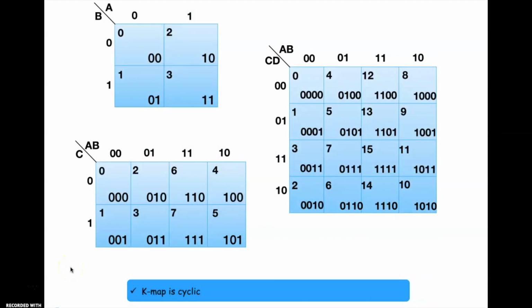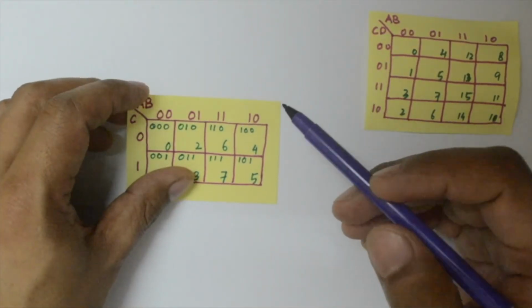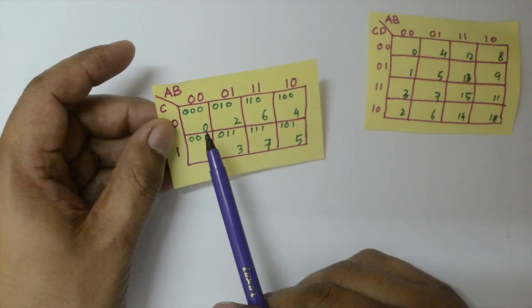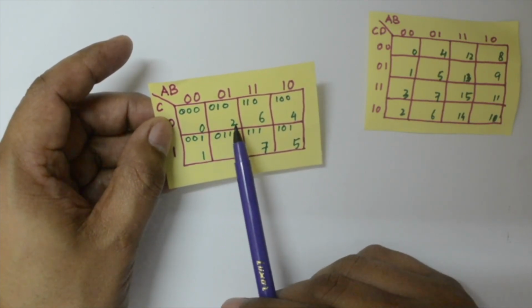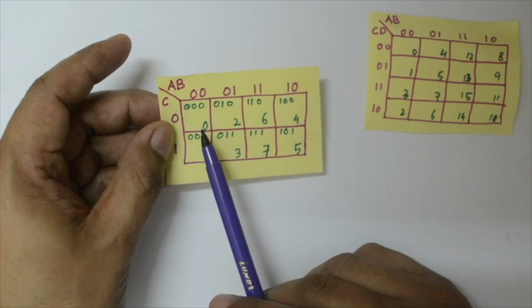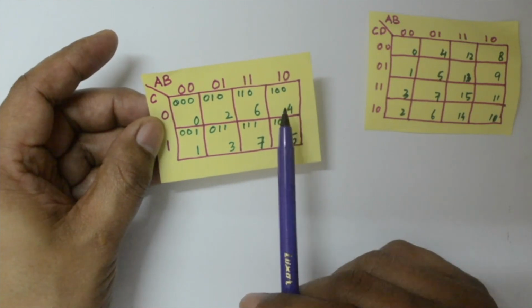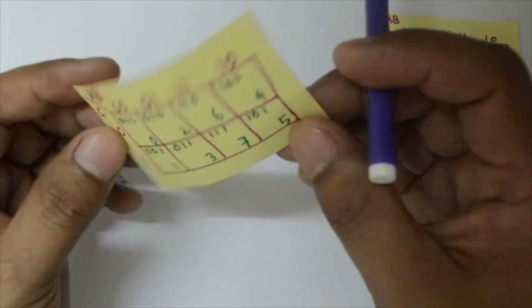Since the KMap is cyclic, the outer columns or the outer rows in the KMap will be considered adjacent to each other. To understand, let us see this 3 variable KMap. Here cell number 0 is adjacent to cell number 1 and cell number 0 is also adjacent to cell number 2. Also, since the map is cyclic, cell number 0 will be considered adjacent to cell number 4. Similarly, cell number 1 will be considered adjacent to cell number 5. We can see like this.